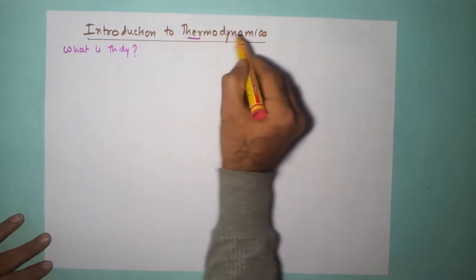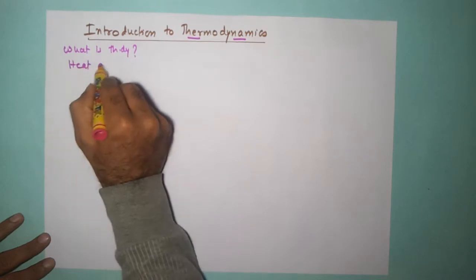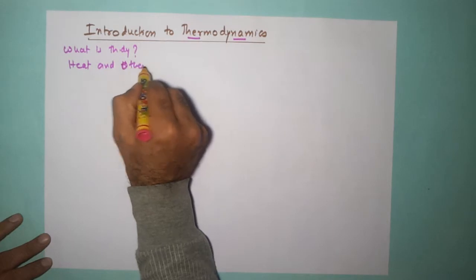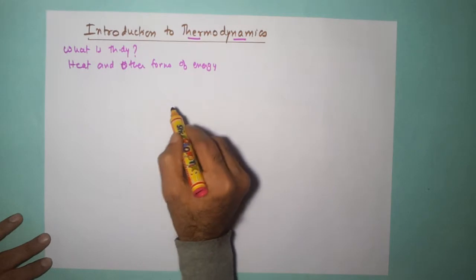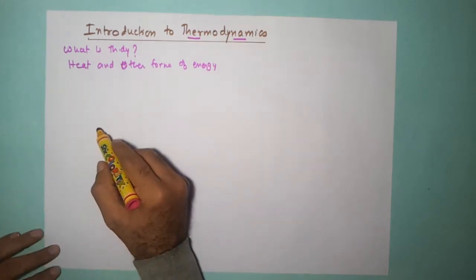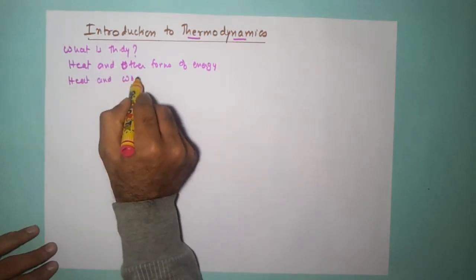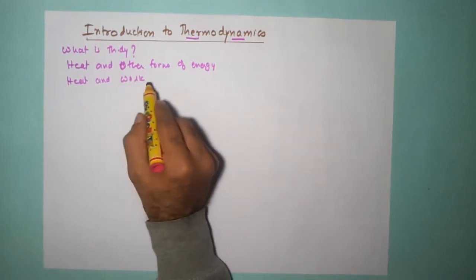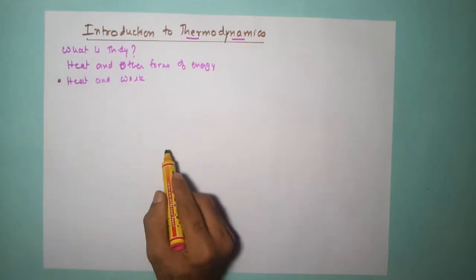As the name suggests, thermo and dynamics, basically it is a study of heat and other forms of energy. So essentially we are studying the relationship between heat and other forms of energy. Mostly we will be studying the relationship between heat and work. Work is, as you know, another name for energy. Work and energy are interconnected. So basically our focus will be to study the relationship between heat and work.